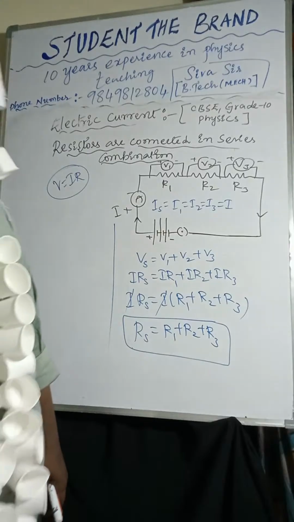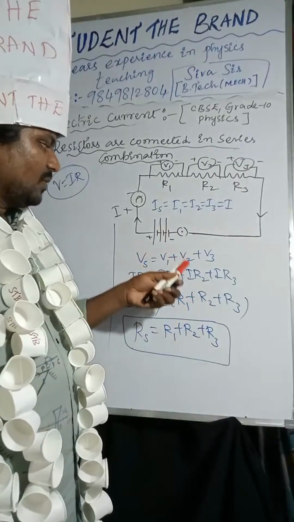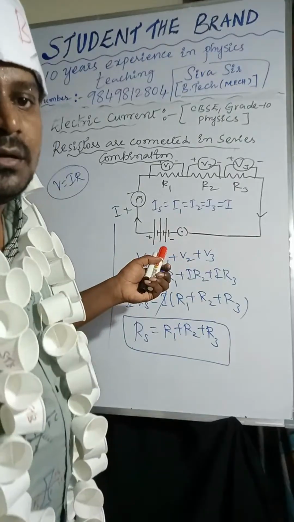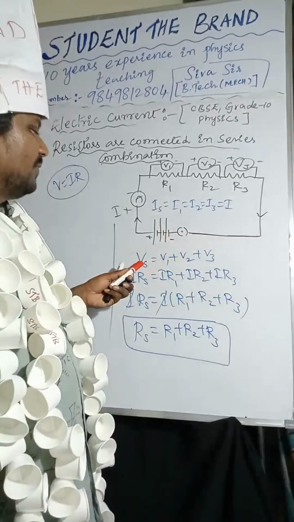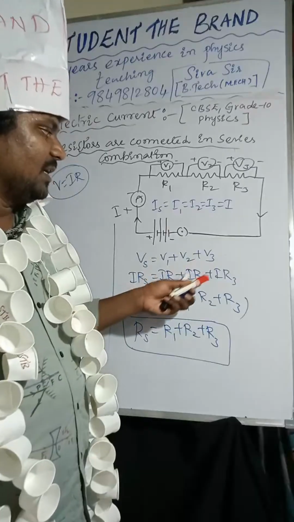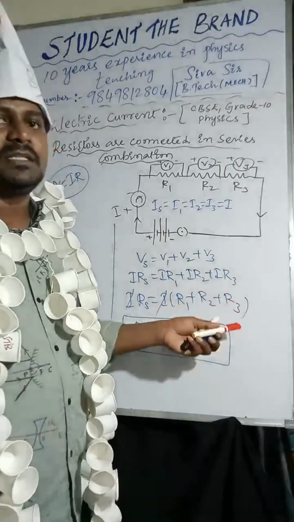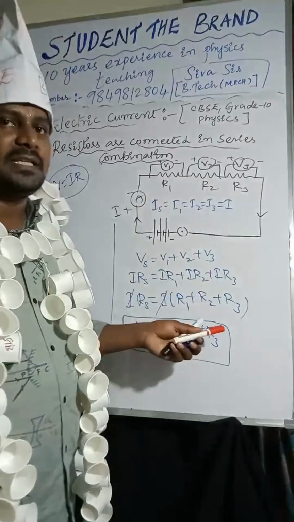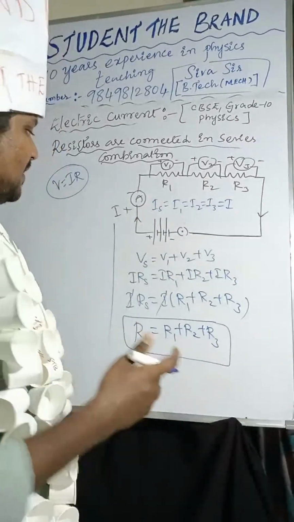Next, Vs equal to V1 plus V2 plus V3. So IRS equal to IR1 plus IR2 plus IR3. Taking I common, IRS equal to I times R1 plus R2 plus R3. I gets cancelled, so RS equal to R1 plus R2 plus R3.